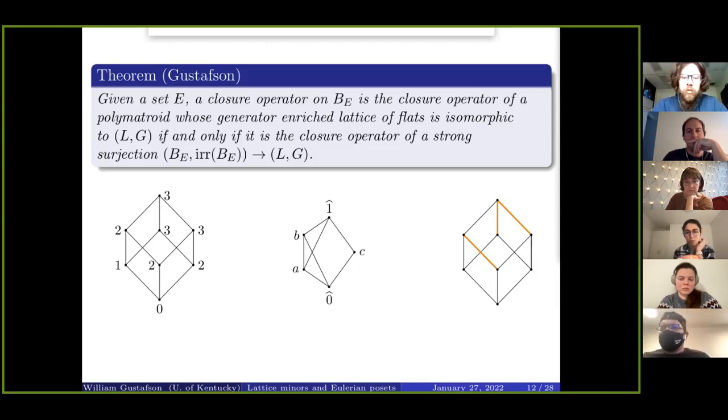Here's a picture at the bottom here with an example. We already saw this polymatroid, and in the middle, this is its generator enriched lattice of flats with different labeling. On the right, that is both the closure operator of the polymatroid as well as the closure operator of the map from the Boolean algebra. It sends 1 to A, 2 to B, and 3 to C. You can see on the polymatroid, the 3 bolded edges correspond to where the rank values don't change.